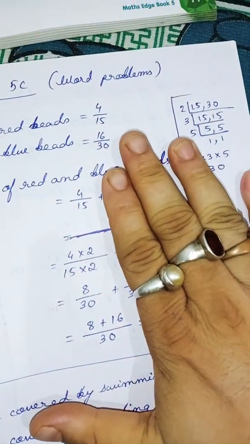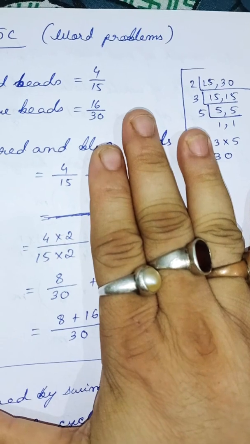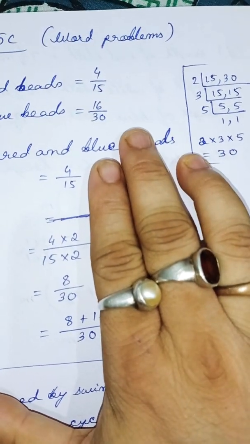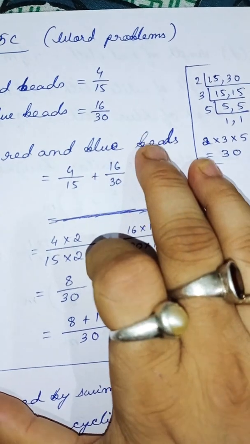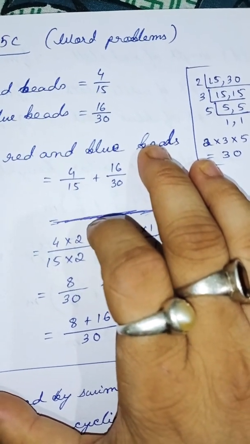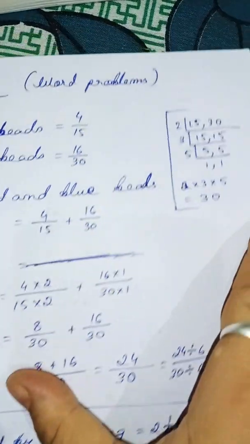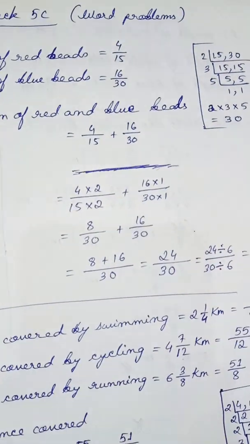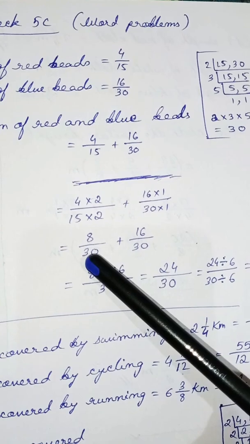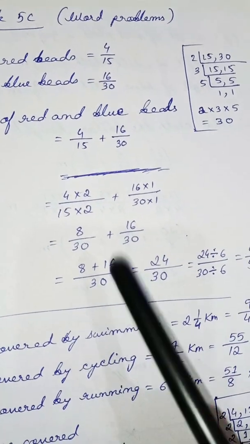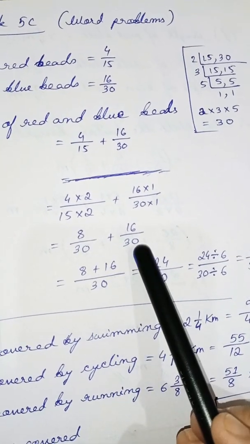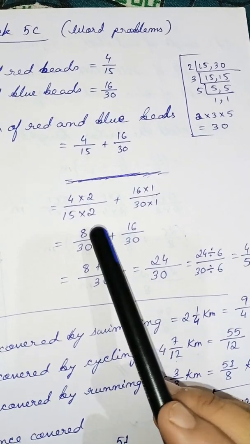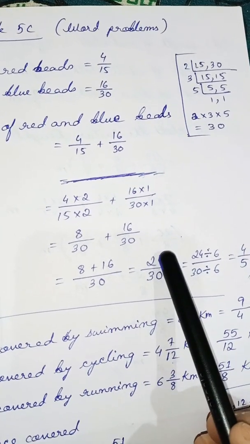Forget about the other fraction. Look at the first fraction, 4/15. You have to make it 30 in the denominator. So I should multiply 2 with 15 to get 30, but I have to multiply 2 in the numerator also. The next fraction already has 30, so I'll multiply by 1 in the numerator and denominator. So I get 8/30 and here 16/30. Now the fractions are converted to like fractions. So 30 is the common denominator, and 8 plus 16 is 24.